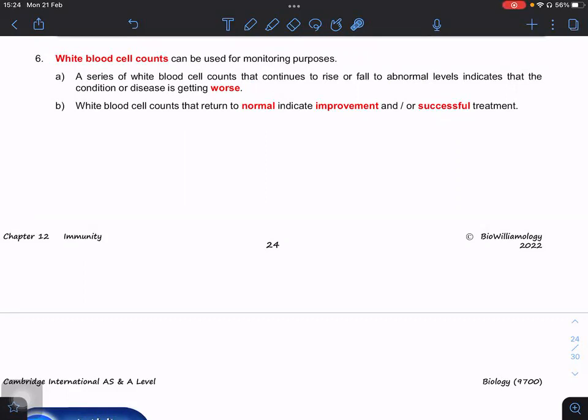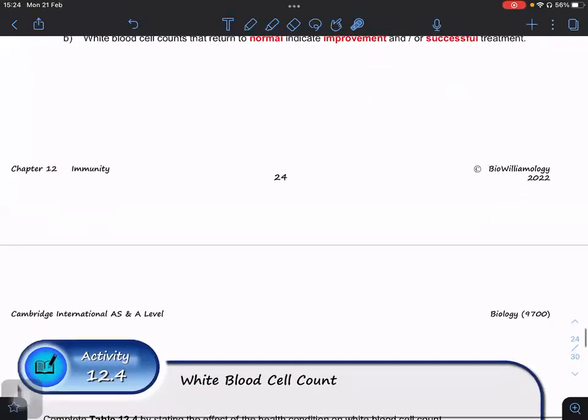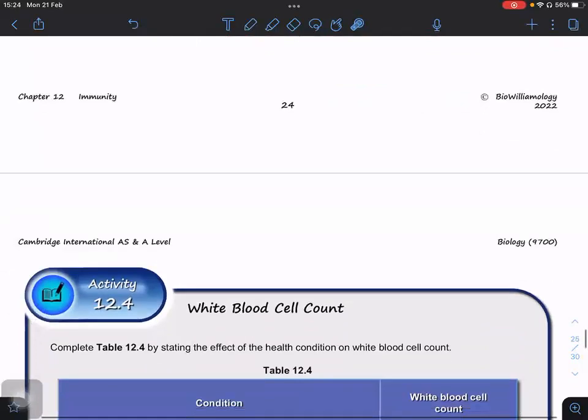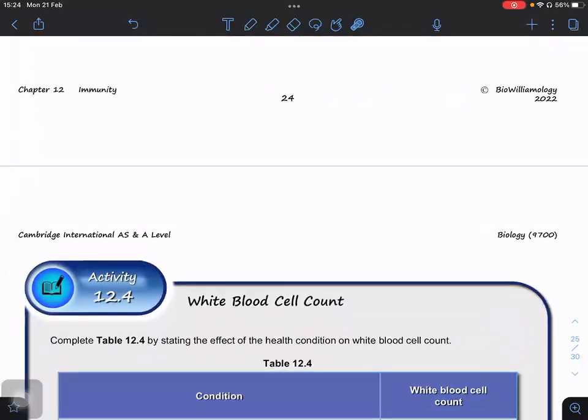Let's say, for example, a certain disease may cause the white blood cell count to be very high. After treatment, you can see that the white blood cell count goes back to normal. Then we know that it's successful. Are you clear? Okay, now you can try this white blood cell count exercise. I will give you the answer later. Perhaps you can spend 2 to 3 minutes to guess whether the white blood cell count increases or decreases. Have a guess. I will show you the answer later.